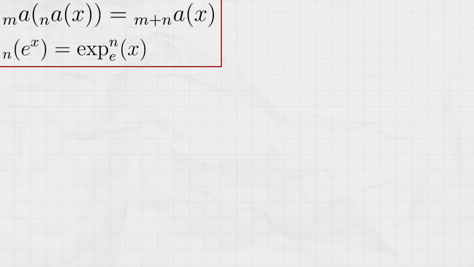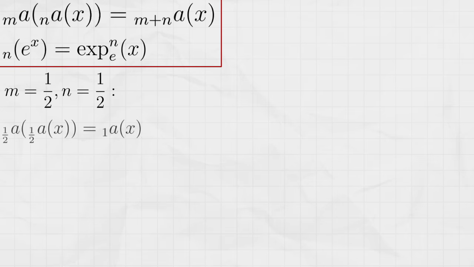So we have a way to write tetration in terms of this nested function notation. Now we need to see if we can find some sort of equation that lets us get a sense of tetration. Here are the two equations we'll need: the compounding rule of our nested function notation, and the formula we just found from the table. Let's set both m and n equal to 1/2 in the first equation. When you take m plus n, you get 1, so sub 1/2 a of sub 1/2 a of x just equals a of x itself.